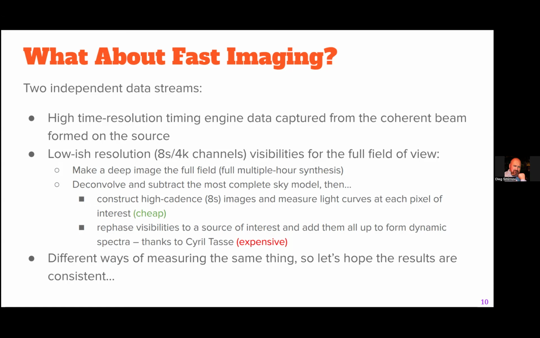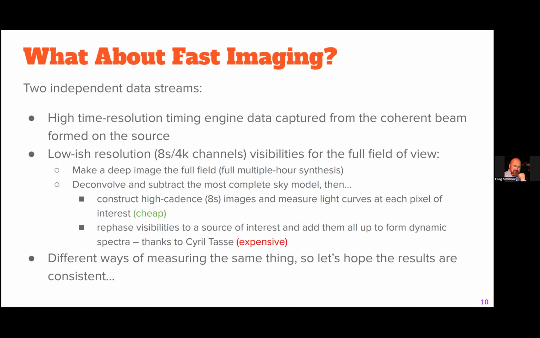But that's for the entire field of view, right? So we said, okay, maybe what we can do is make a deep image of the full field with our multiple synthesis, do deconvolution to get the most complete sky model of everything that's static in the field, subtract it, look at the residual visibilities, and then once we've got that, we can make high cadence images, we can make snapshot images, and now we can construct light curves. And we can do that for every source in the field. That's the beauty of this.